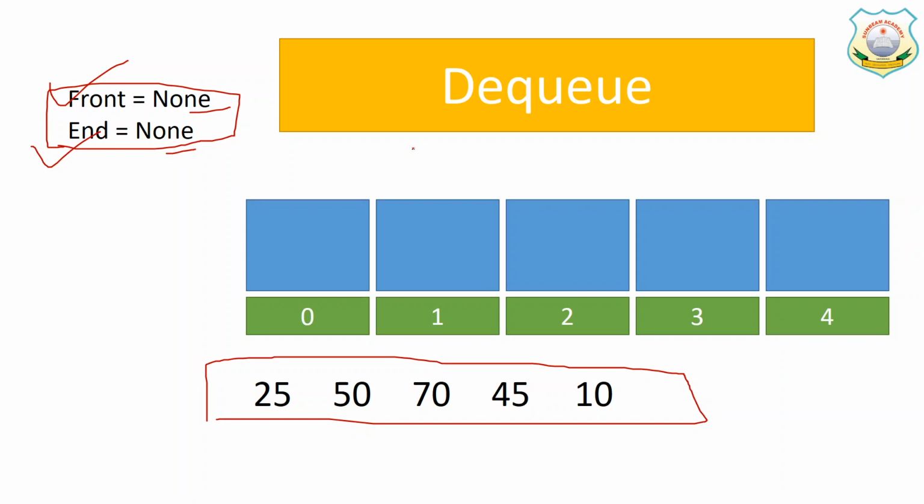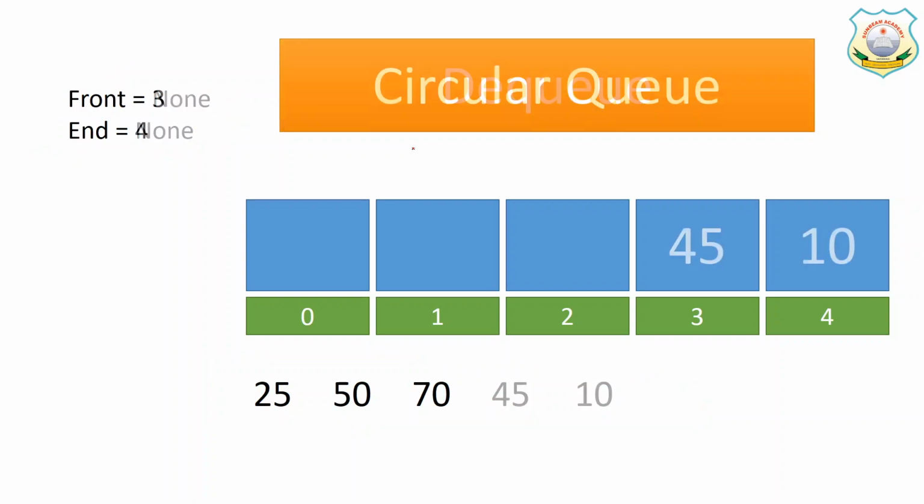And then there is something called a circular queue. Now, a circular queue also makes no sense in Python, but it makes a lot of sense in other languages like C++ or even Java. Okay, what exactly is a circular queue? Suppose we take the same scenario out here, where we have 25, 50 and 70.